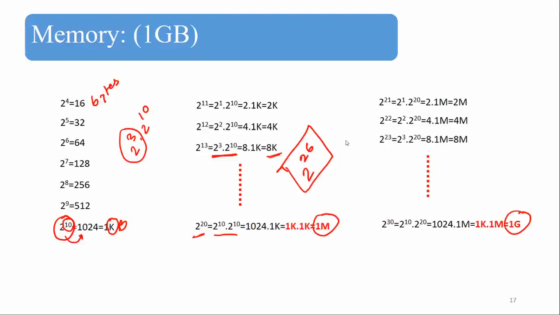Sir, 2 to the power 26, we can write as 2 to the power 6 into 2 to the power 20. 2 to the power 20 we can write as 1 megabyte, and 2 to the power 6 will be 6. How is 2 to the power 6 equal to 6? No, sir, it won't be 6. So 2 to the power 6 will be 64 megabyte. Sorry, sir. So it is 64 megabyte.